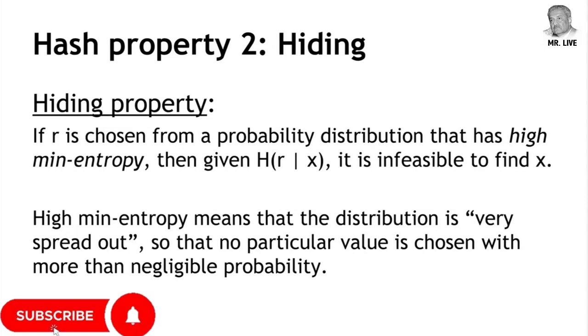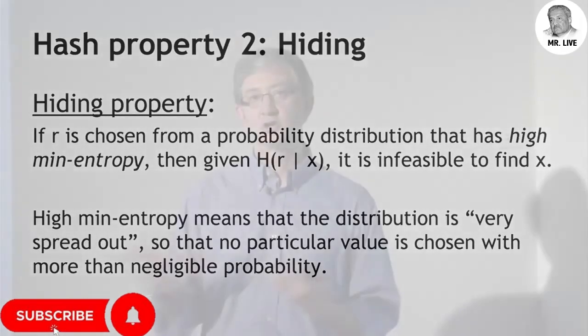And what does high min entropy mean? Well, it captures this intuitive idea that r is chosen from a distribution that's really spread out. Specifically, there's no particular value that r could have had that would occur with more than a negligible probability. So for example, if r is chosen uniformly from among all of the strings that are 256 bits long, then any particular string was chosen with probability 1 in 2 to the 256, which is truly a negligible value. So as long as r was chosen that way, then the hash of r concatenated with x is going to hide x. And that's the hiding property that the hash function will be deemed to have.